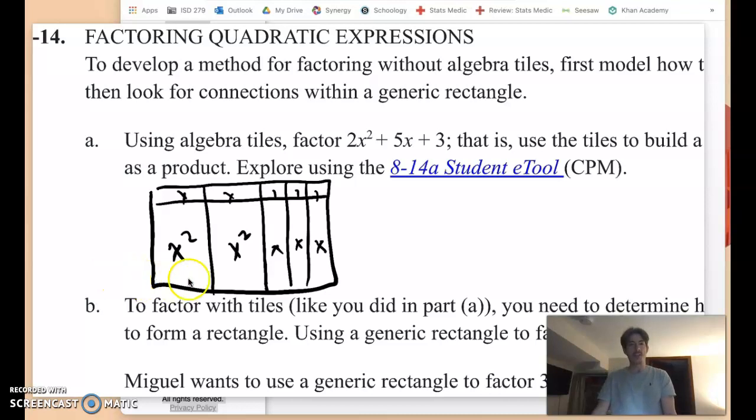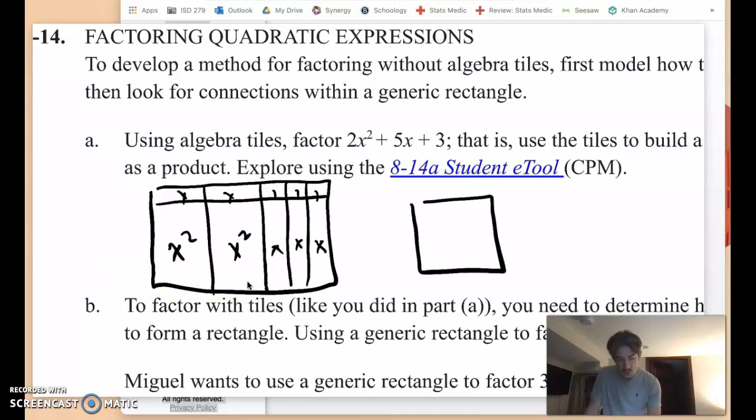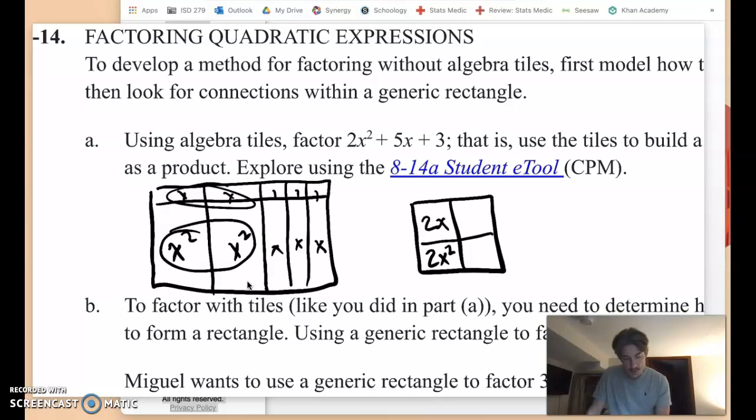Now, how does this fit along with the generic rectangle? It's going to be a 2 by 2. Right? This trinomial is going to factor into 2 binomials. I'm going to take these, group them together. Watch this. It kind of fits right here, 2x squared. And I'm going to take these, put them together, and that's just a 2x. Take these, put them together. That's a 3x.